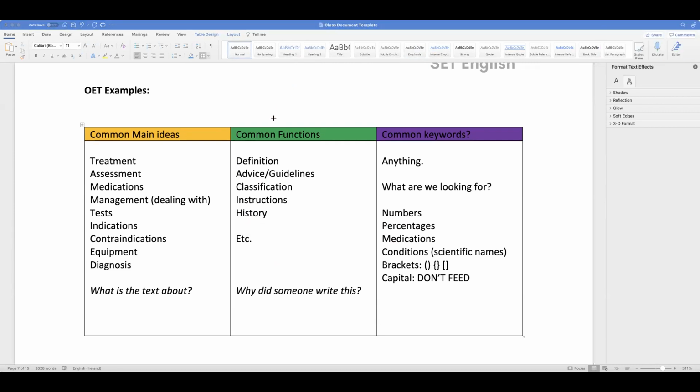Makes sense. One thing just to make this make a bit more sense. Let's take instructions, right? Can I have instructions for using equipment? Yes. Can I have instructions for assessment? Yes. Can I have instructions for treatment? Yes. Can I have treatment for instructions? No. Doesn't make sense, right? This is a function. It's what it's doing to the reader.